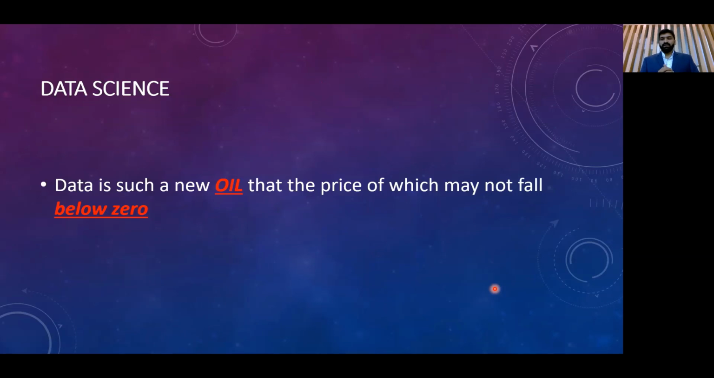They say data is the new oil. Let me change it a bit. Data is such a new oil that the price of which may not fall below zero.